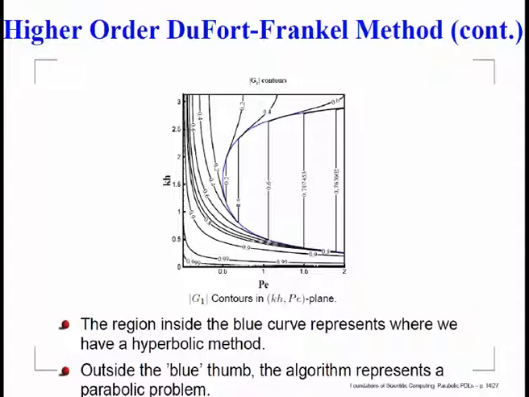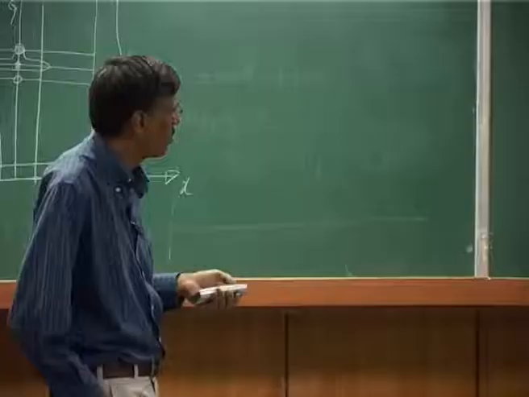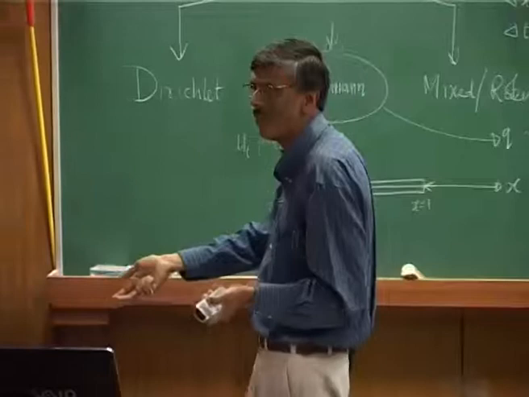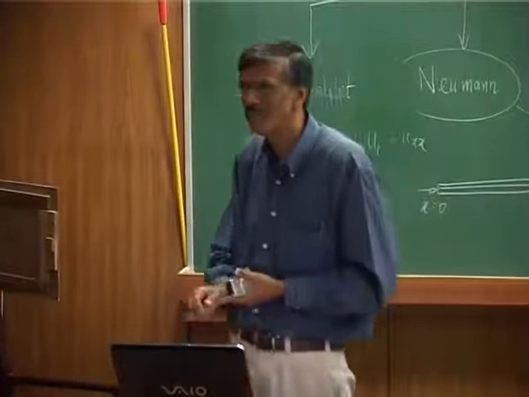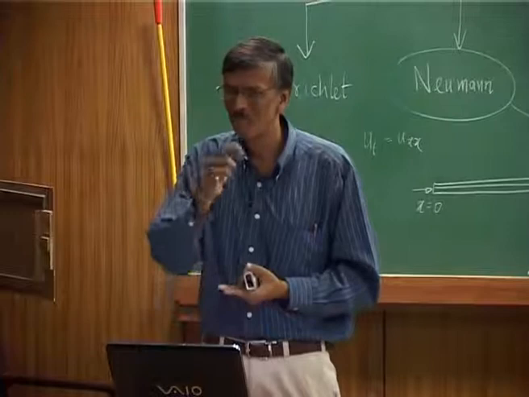You can also similarly look at the g2 contours, and this is what we get. Needless to tell you that g2 is the numerical mode, it is not there physically, right. Why do we call it a numerical mode? Physically, why should we expect that g should be only 1? Pardon?